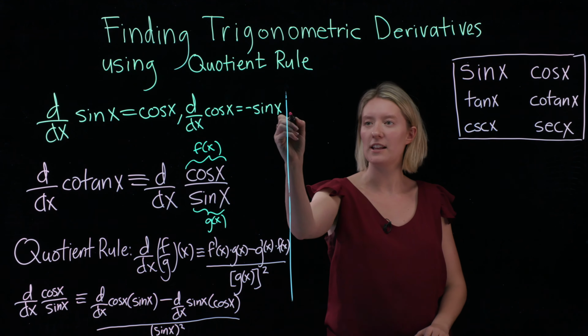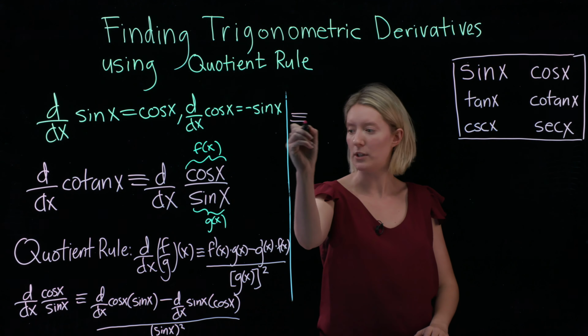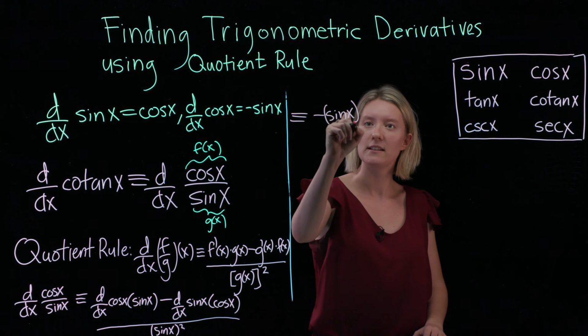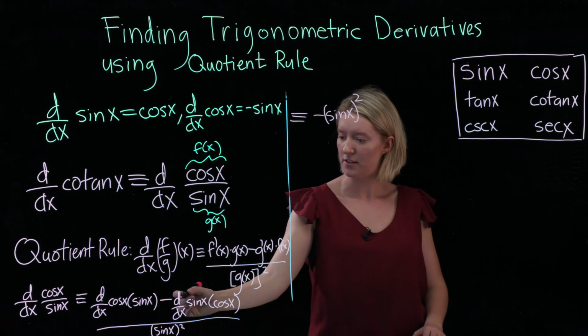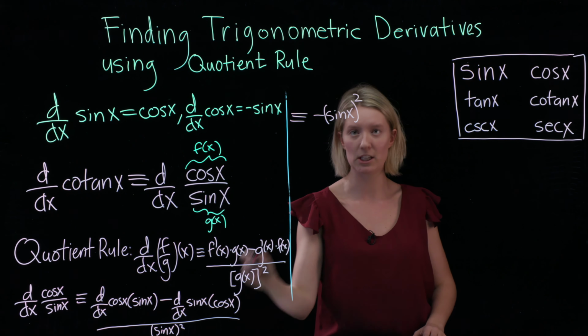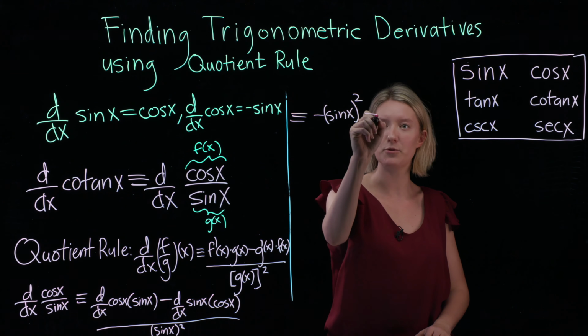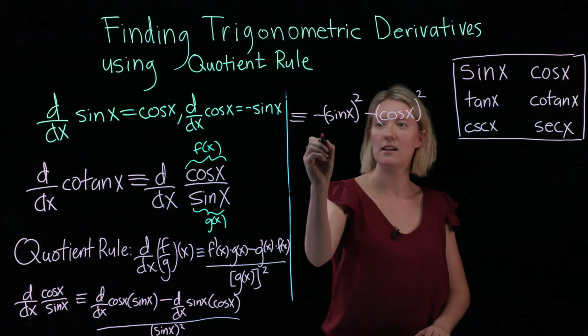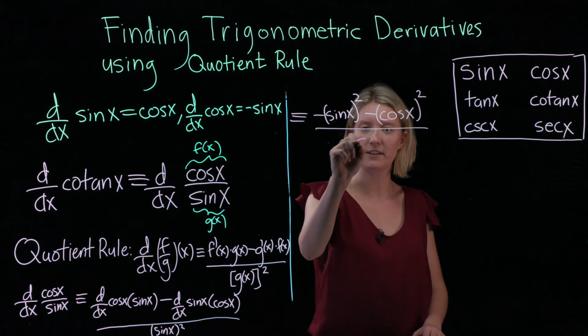So simplifying this, we know that the derivative of cosine of x is negative sine of x. So combining negative sine of x with sine of x, I should get negative sine of x squared. And then the derivative of sine of x is cosine of x, so I'm subtracting cosine times cosine, which would be subtract cosine squared of x. And this is all over sine of x squared.